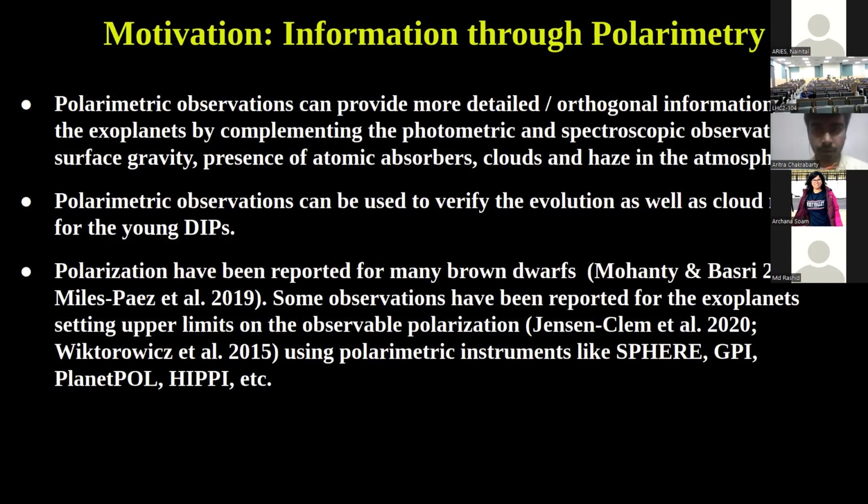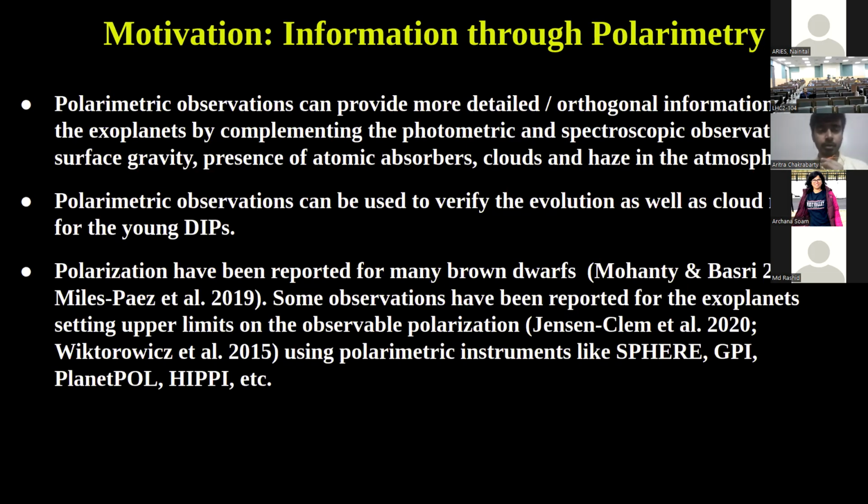So herein comes polarimetry. What is the information that we get from polarimetric observation? First of all, it's additional information, so it complements the existing photometric and spectroscopic techniques. In future, it can tell us more detail about properties like surface gravity or presence of atomic absorbers. So we can basically reduce the degeneracy. And also we get orthogonal information about the clouds. For example, we get both the cloud depth or height as well as the size of the cloud particulates.